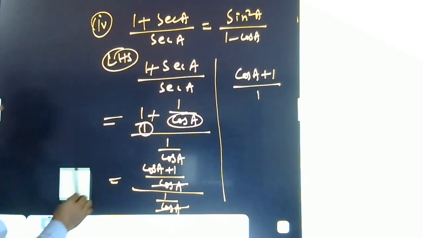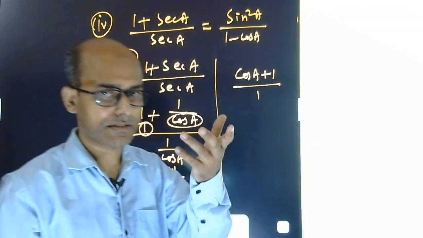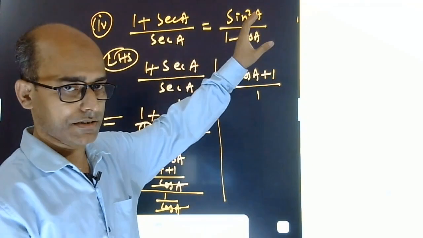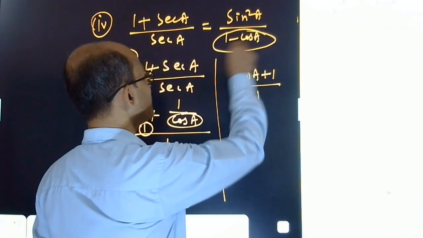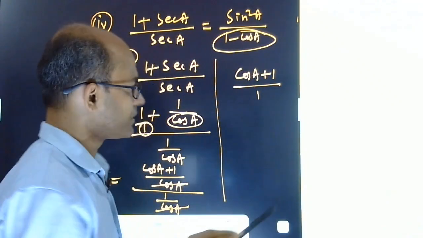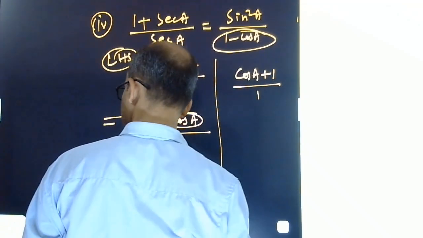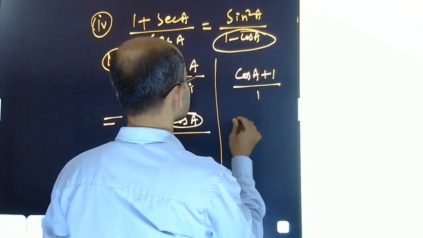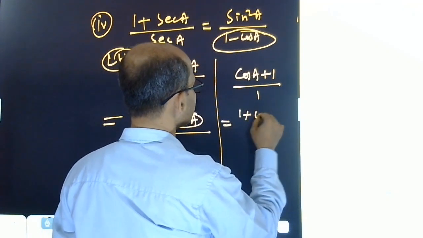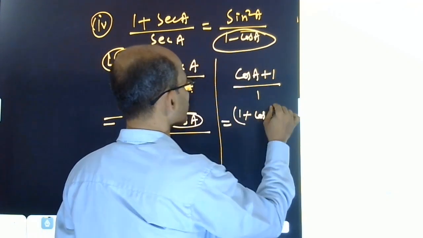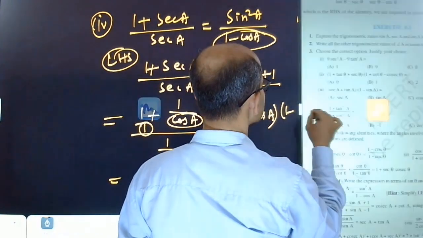Okay, let's see. We are required to see how you will arrive at the RHS quantity. Actually in RHS, in the denominator there is 1 minus cos A. So we are required to multiply the numerator and denominator by 1 minus cos A.